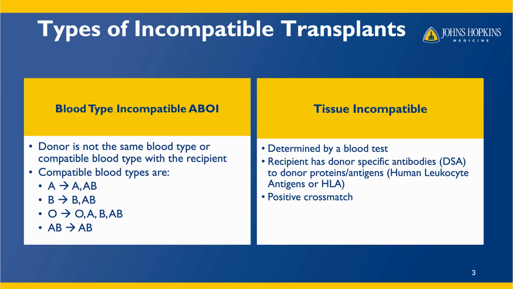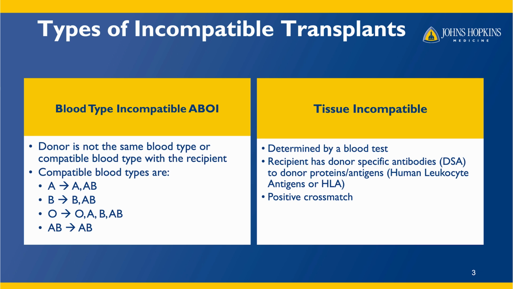There are two types of incompatibility. The first is blood type incompatibility. This is when the donor and recipient are not the same blood type, or they are incompatible blood types. For example, blood type O is a universal donor and can give to all blood types. A blood type A donor can only give to a recipient who is blood type A or blood type AB.